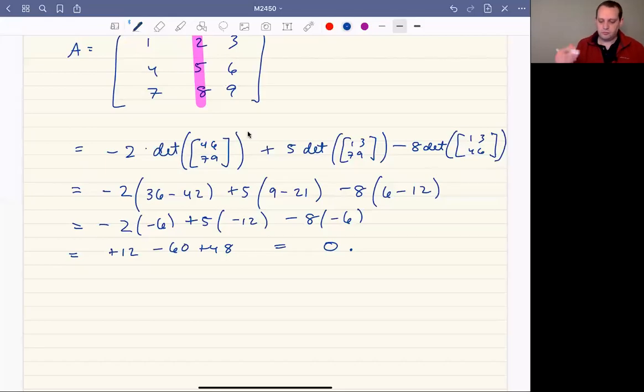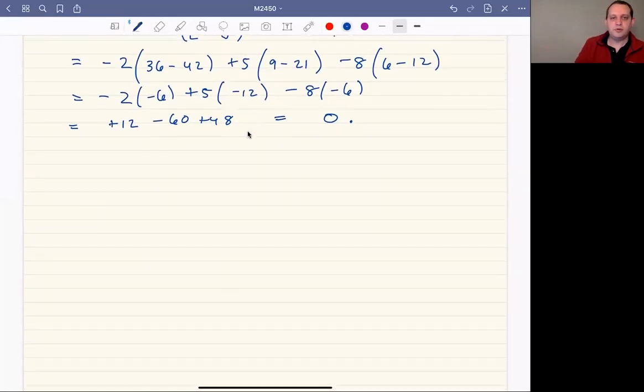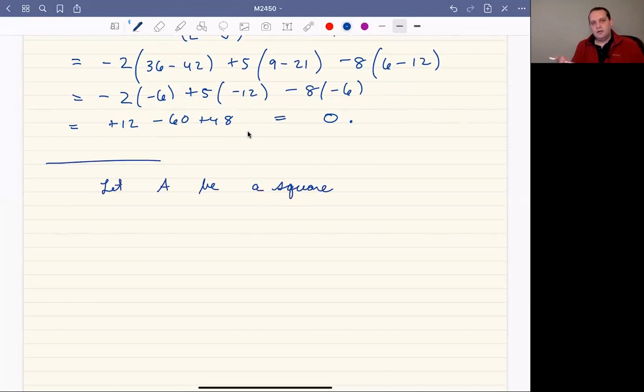Okay, I think it's worth writing a comment that we made in the previous video. Let A be a square matrix, meaning same number of rows and columns. The determinant's actually not defined, it doesn't exist, for non-square matrices, but let A be a square matrix. And then the following is true, and this is the main reason why we care about determinants.